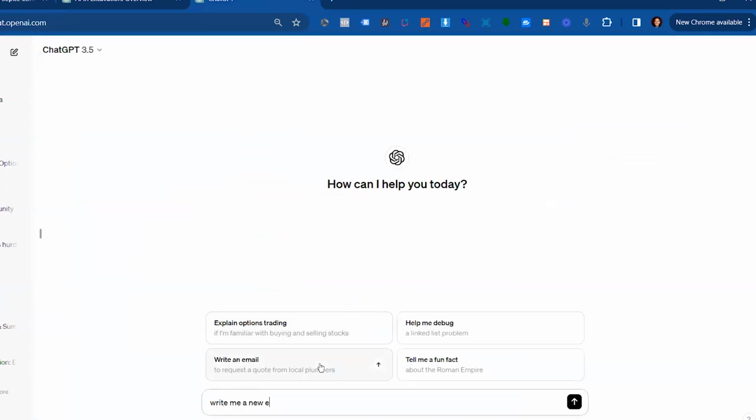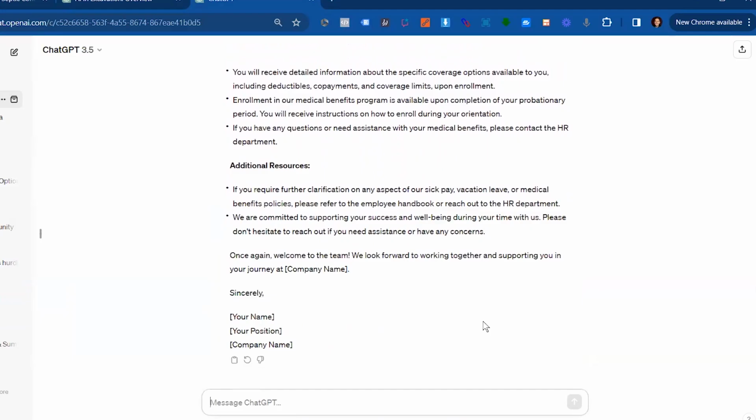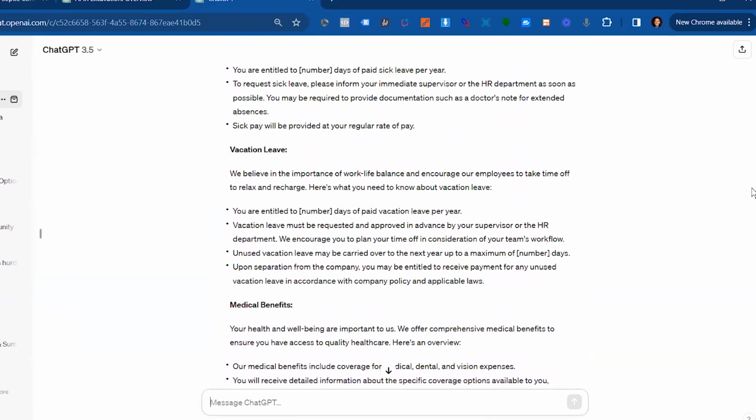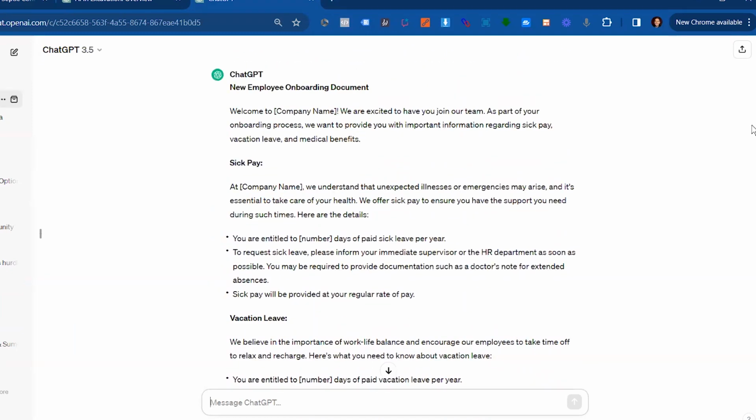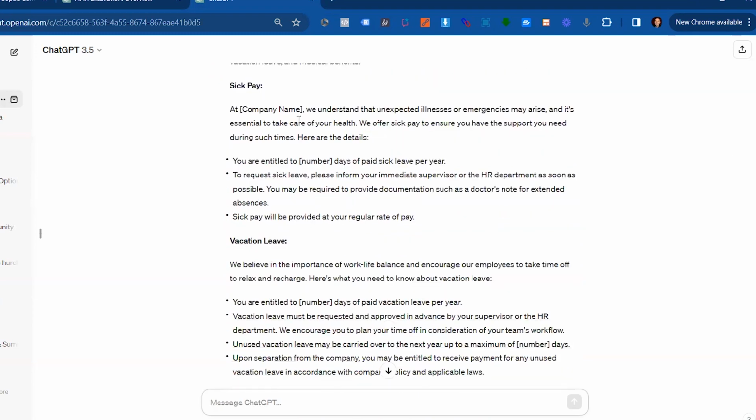So we could write something like, write me a new employee onboarding document covering sick pay, vacation leave, and medical benefits. And so different sorts of documentation that, you think, well, geez, I might need to hire an HR person to put this together for me, or whatever. All this type of stuff, you can just go ahead and use a tool like ChatGPT and generate it for you. And this came out pretty good.